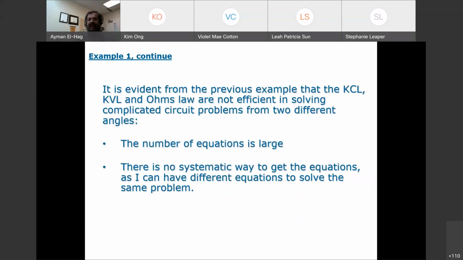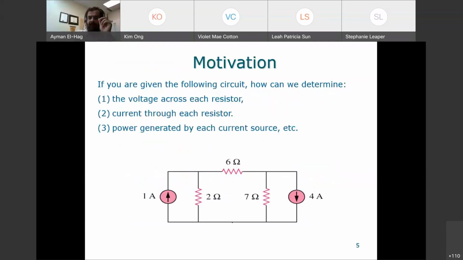We need a technique that, first, gives me fewer equations so that it will be less demanding to solve them. Second, I want a systematic system, so that I can say there is no other equation. The system is designed so that I will have the exact number of equations. Every student will get exactly the same number of equations. So that is the incentive.